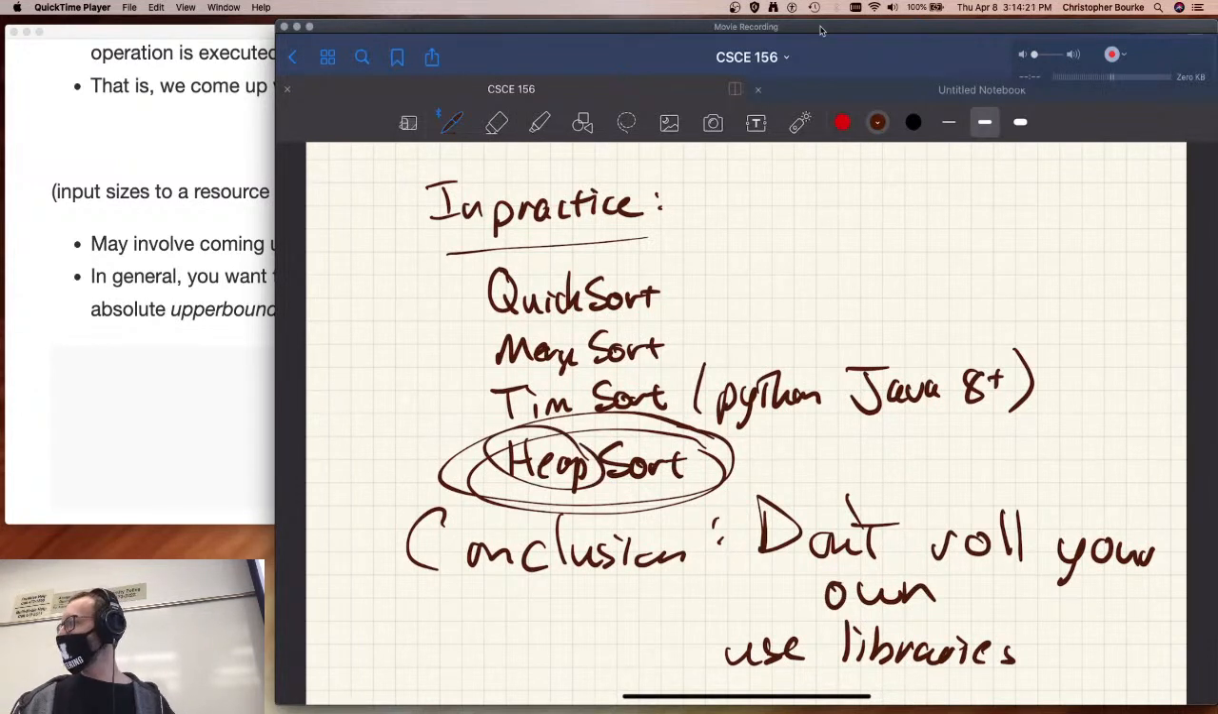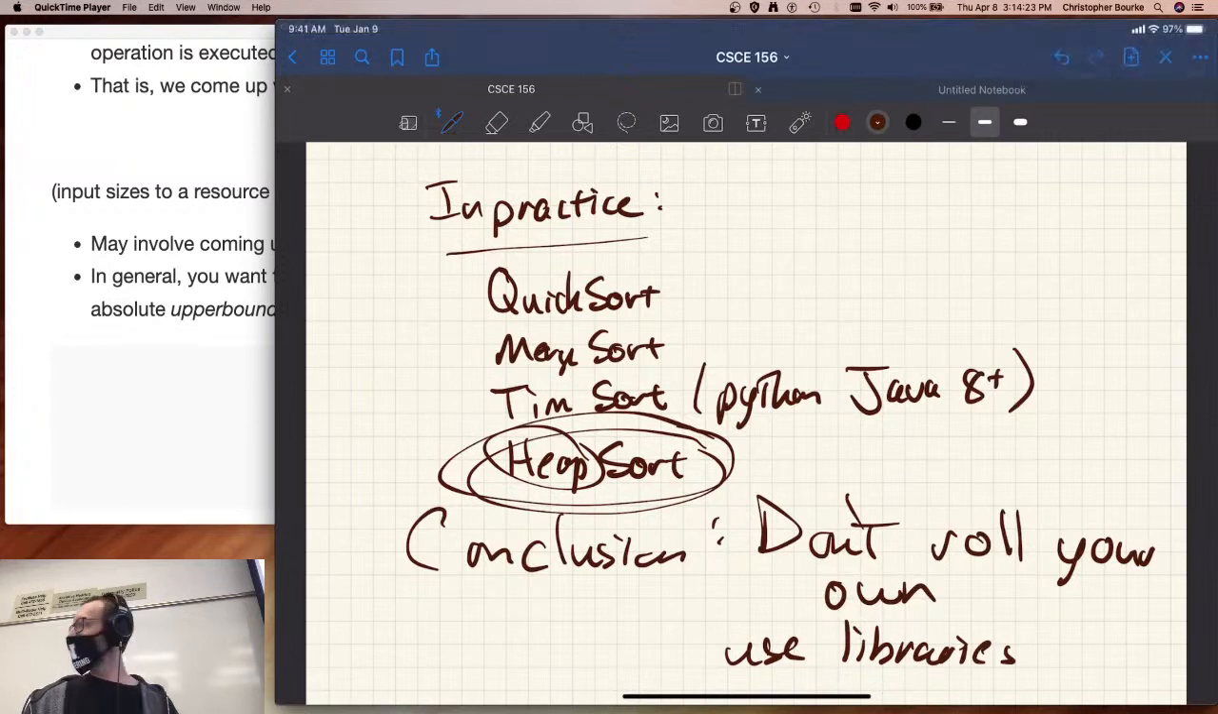All right, any questions? Otherwise, we will continue there with step 5, asymptotic analysis on Tuesday.